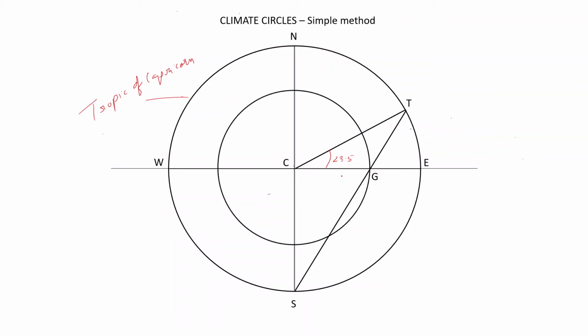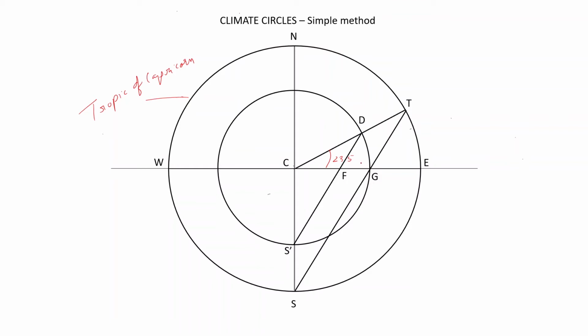Draw a circle of radius CG from the center C. The circle of the equator will intersect with the line segment CT at point D, which was drawn at 23.5 degrees. Now from the south S dash of the equator, draw a line segment to the point D intersecting the equatorial line at point F.